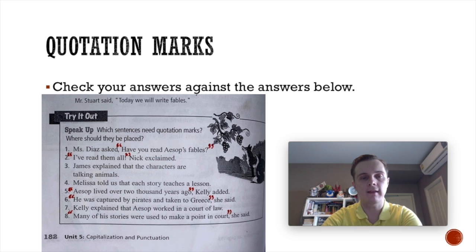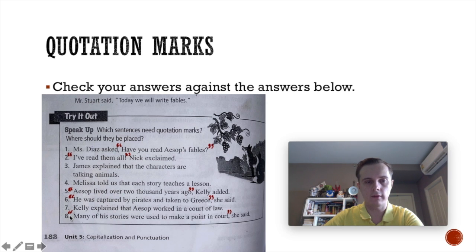Number 4, Melissa told us that each story teaches a lesson. Again, we don't see Melissa's exact words, so we don't use quotation marks. Number 5, "Aesop lived over 2,000 years ago," Callie added. Number 6, "He was captured by pirates and taken to Greece," she said. Number 7, again, we don't need a quotation mark. Callie explained that Aesop worked in a court of law. We don't see Callie's exact words.